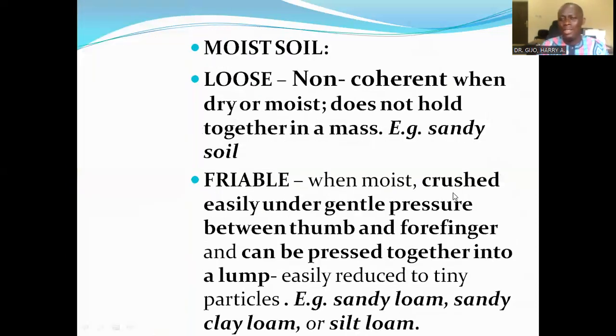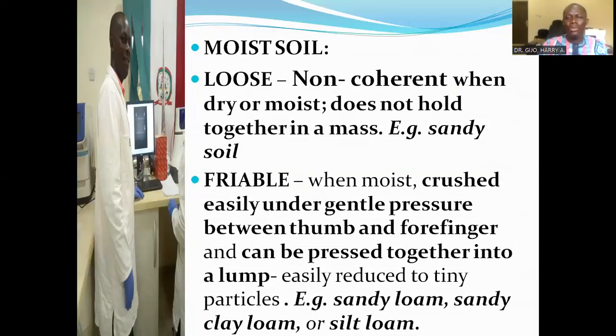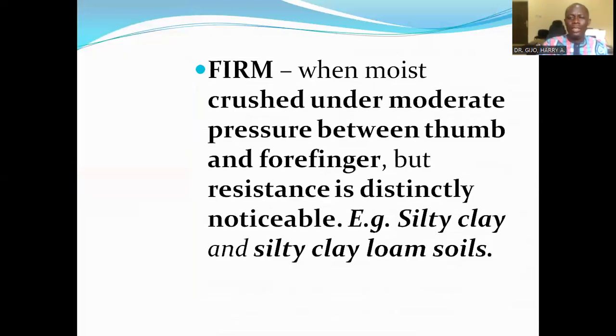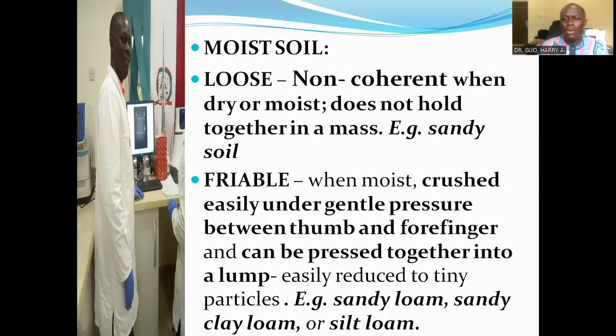Now, when the soil is moist, the soil can either be loose, friable, or firm. A soil is said to be loose when it is non-coherent when dry or moist, and it does not hold together in a mass. Typically, this occurs in a sandy soil.